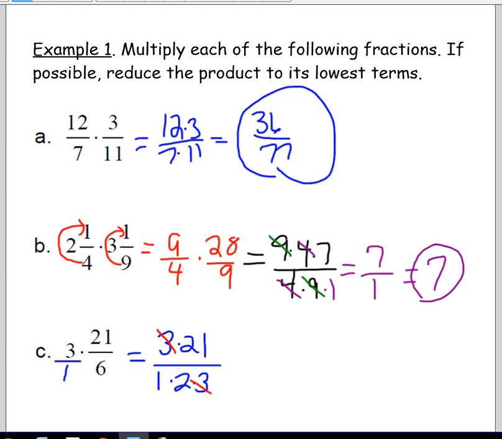And we are left with the 21 on the top and 1 times 2, which is 2 on the bottom. So when we multiply there, we get 21 over 2, which you can leave as your final answer. If you prefer to write it as a mixed number, you can also say 2 goes into 21 10 times with 1 left over, so you can write it as 10 and a half as well. But 21 over 2 is a good answer.